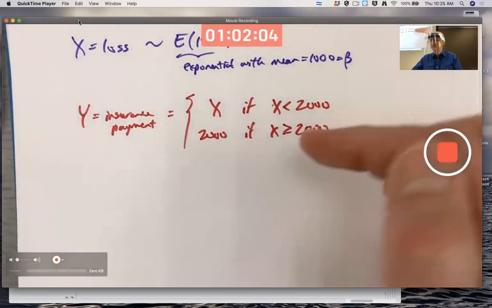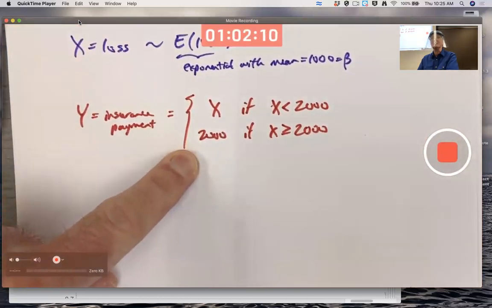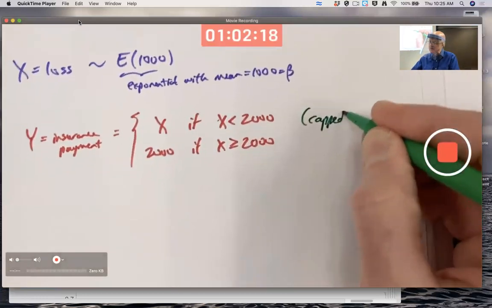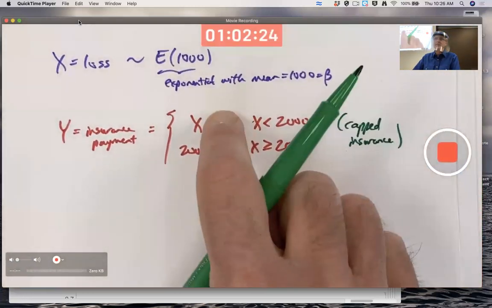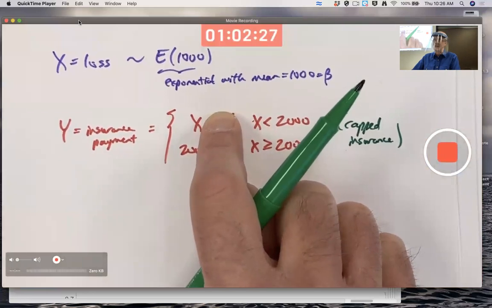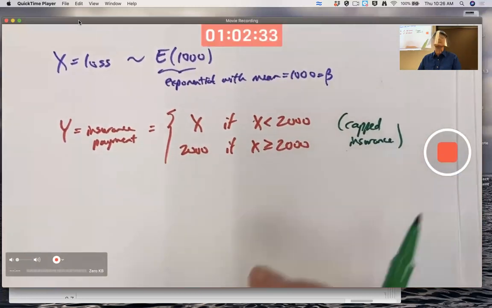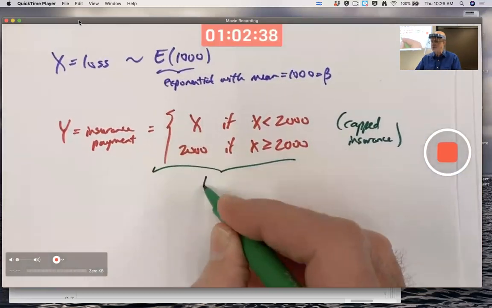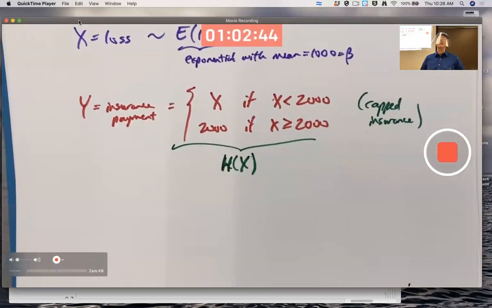With deductibles, it was 0 in the first spot and x minus the deductible in the second spot. With a maximum payment, a cap, it's called capped insurance. It's x in the first spot, whatever the loss is, as long as the loss is less than the cap, and then it equals the cap or the maximum if x is greater than or equal to the maximum. I could call this function h of capital X, or I guess I should call it capital H to be consistent.